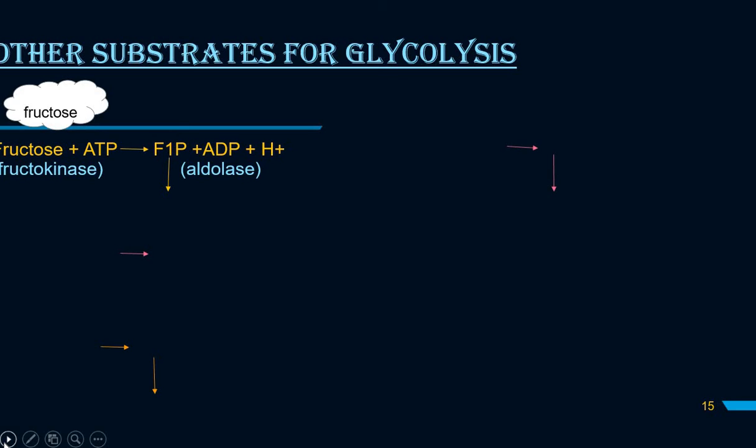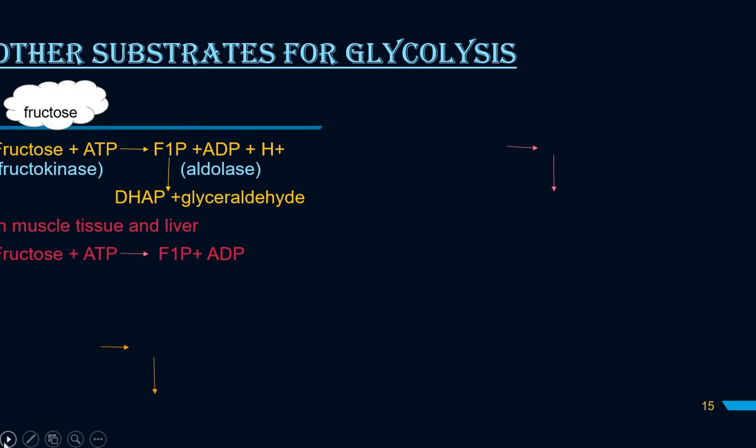First of all, we start with fructose. Fructose, like glucose, reacts with ATP and gives DHAP plus glyceraldehyde in presence of those two enzymes, fructokinase and aldolase. In muscle tissues and liver, fructose reacts with ATP to give fructose 1-phosphate and ADP.